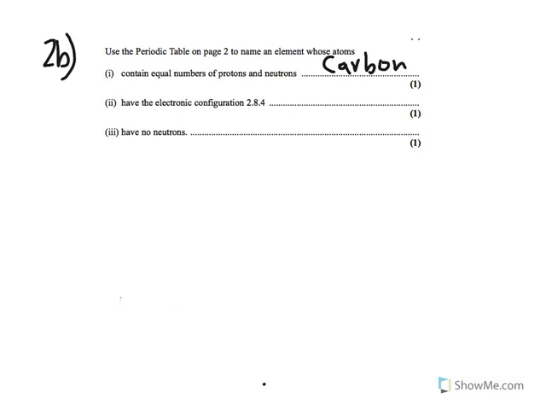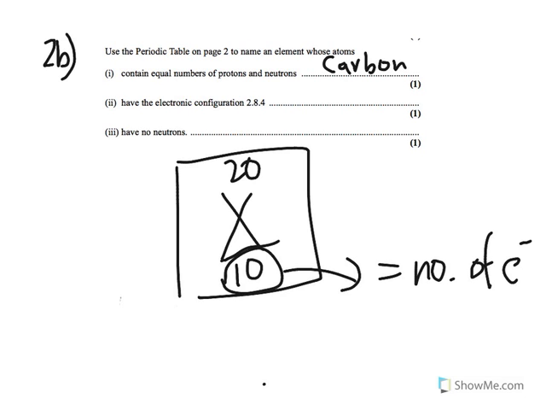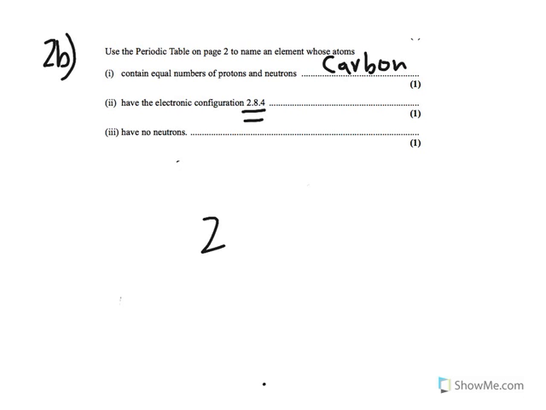Next question, you have to find an element that has an electron configuration of 2, 8, 4. Now from your knowledge of atoms, you should know that the number of protons is equal to the number of electrons. Yep, because all atoms are neutral, correct? So all the proton charges must cancel out the negative electron charges. So that means that you just got to find something with, in this case, an electron configuration of 2, 8, 4, which means 2 in the first shell, 8 in the second shell, and 4 electrons in the third shell.